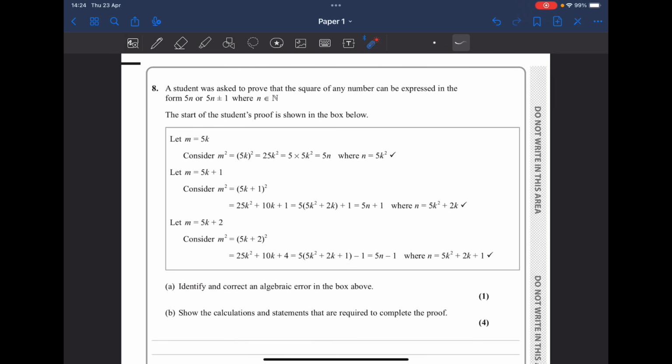As we do look though, so m is 5k, we're going to square it, 5k squared, that looks fine, 25k squared, that's fine as splitting the 5 up. They've done that just so that it's 5 times something. Don't care what this something is, just need it to be 5 times something. So that's good, 5n, and then n is that stuff. Same thing here then, k plus 1 now, square those brackets, that's fine. Take the 5 out with a 1 left over, 5n plus 1, n is that stuff, that's good.